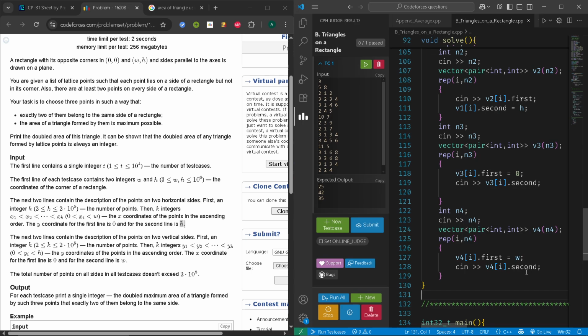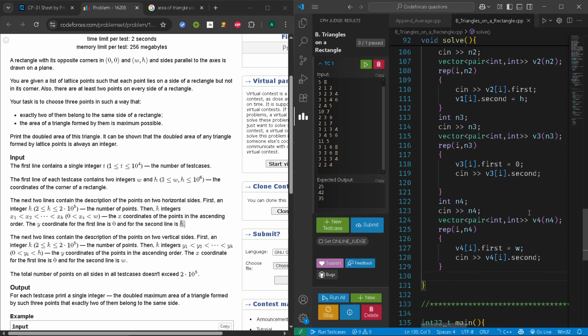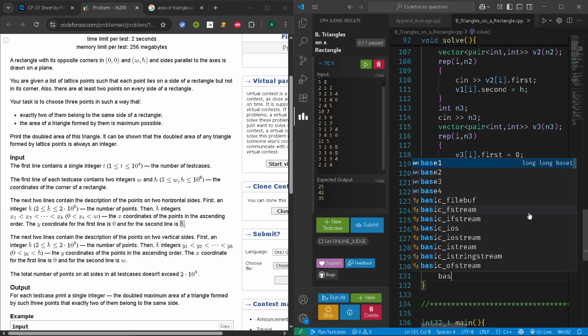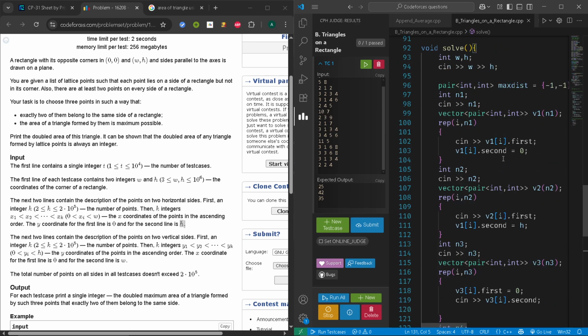v2 v3 v4 and now what I need to do is maximize the distance. I'll be having 6 value of bases with me, and base 1, base 2, base 3, base 4. Base 1 is nothing but, now what I'll do is I'll sort each vector, I mean each pair of vector.